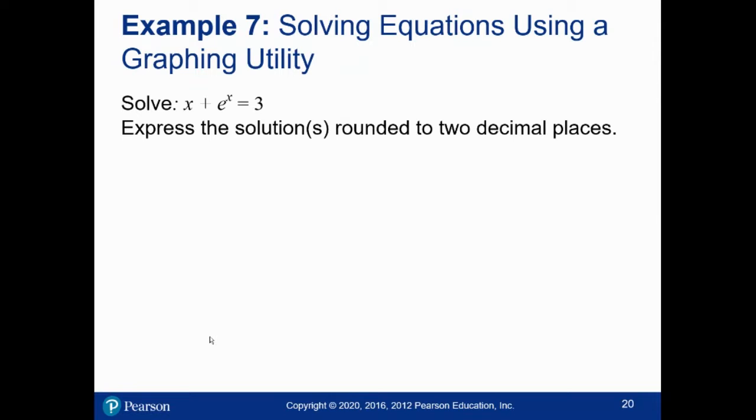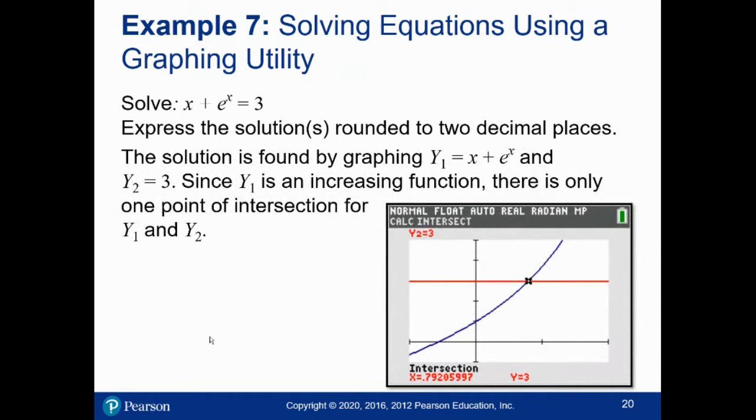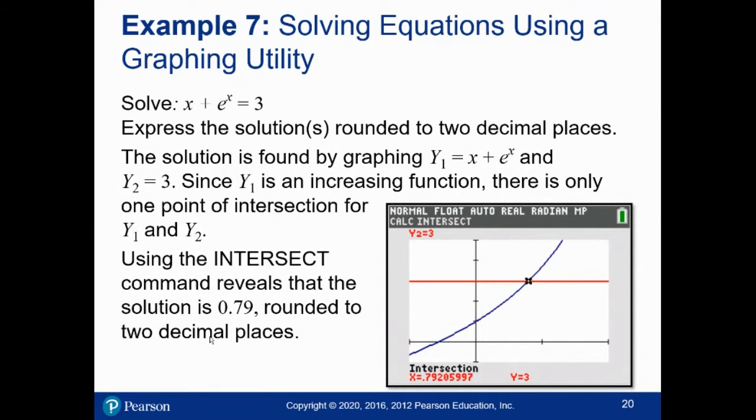Once you get to stuff that mixes exponentials with just normal powers like x, you really have to rely on technology to solve it. So really all we can do is graph y equals x plus e to the x and y equals 3 and find where they intersect using a calculator, and the estimate is about 0.792. And honestly, that's the only thing you could have done here.